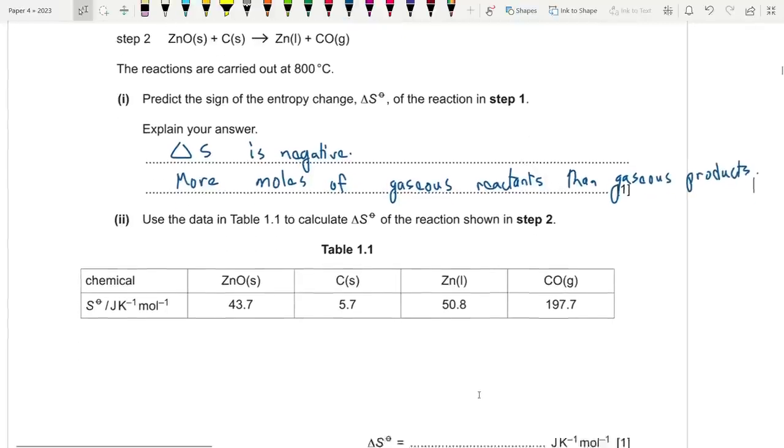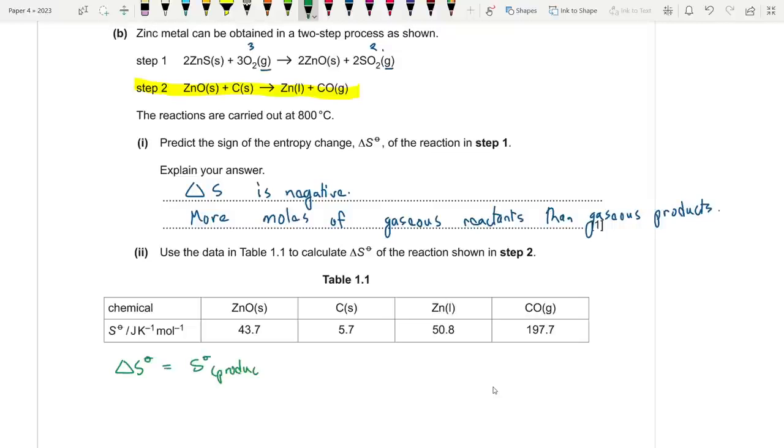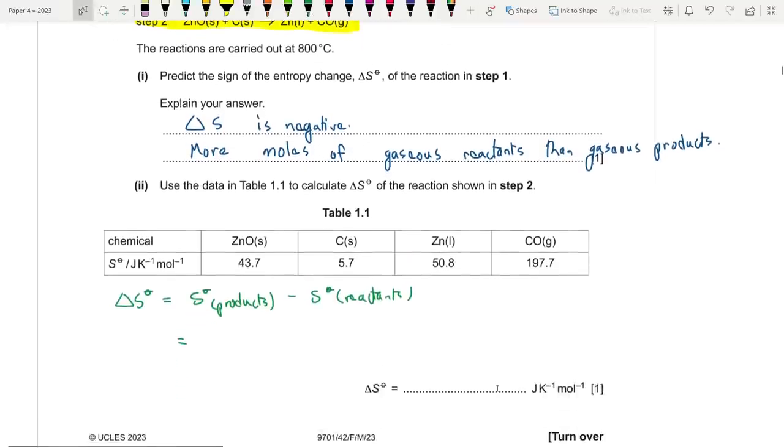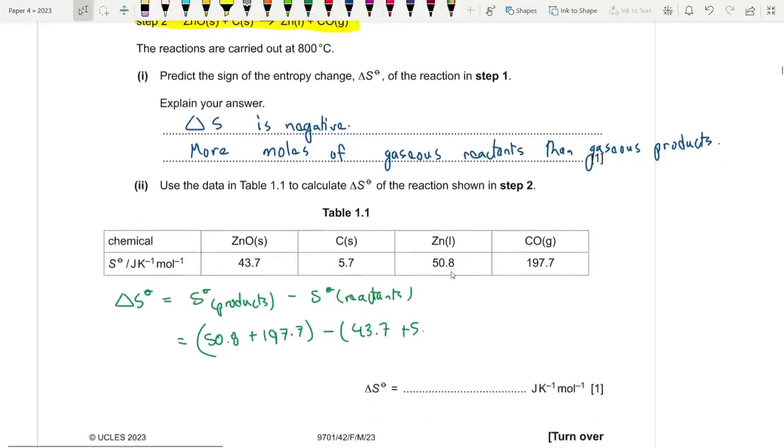Fine. Use the data in table 1.1 to calculate del S of the reaction shown in step 2. We're talking about this reaction specifically. So it's basically S of products minus S of reactants. You guys know that, right? Let's do this. So what are the products? Zinc and carbon monoxide. So that's 50.8 plus 197.7 minus zinc oxide and carbon, 43.7 plus 5.7.